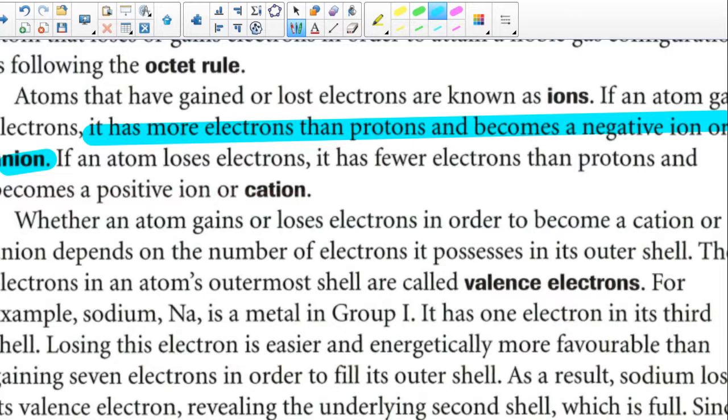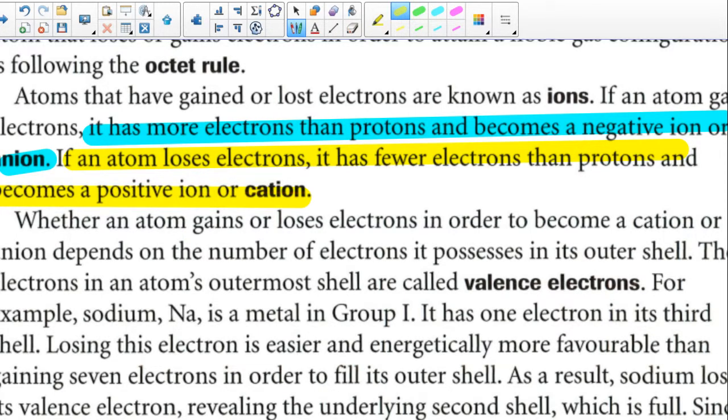If that is true, then it's going to be called an anion. If it's an anion, it has more negatives, so more electrons. If you lose an electron, so it has fewer electrons or more protons, that means it's going to have a larger positive charge, and therefore it's going to be called a cation. So cation is if there's a surplus of positive, anion if it's a surplus of negative charge.